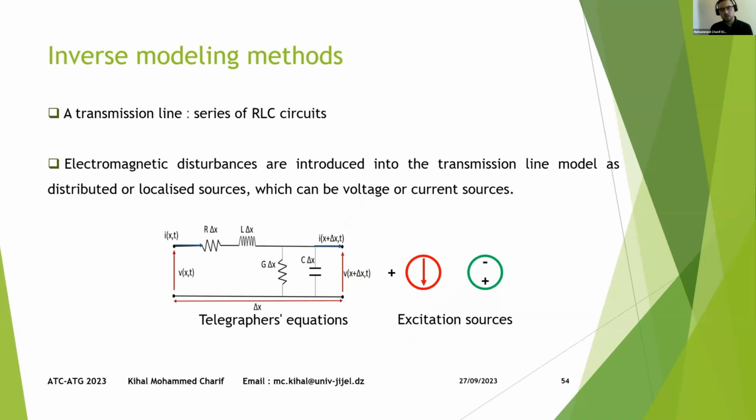In order to use transmission line theory, the line's reaction must be almost transverse, and the distance between the conductor and the ground plane must be very small compared to the wavelength. The line has to be uniform. A transmission line can be modeled as a series of RLC circuits. Electromagnetic disturbances are introduced into the transmission line model as distributed or localized voltage or current sources.